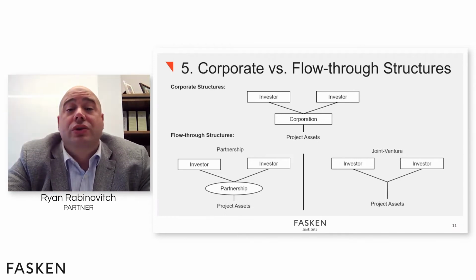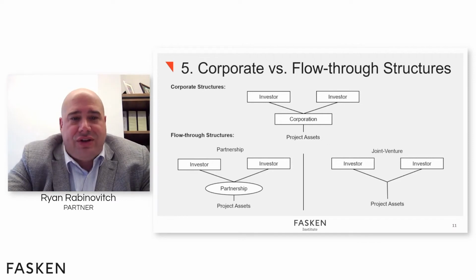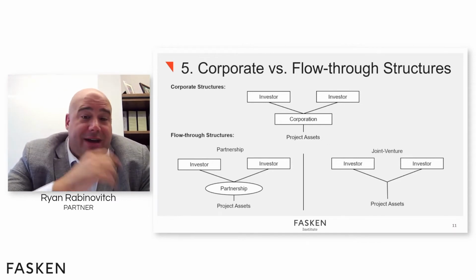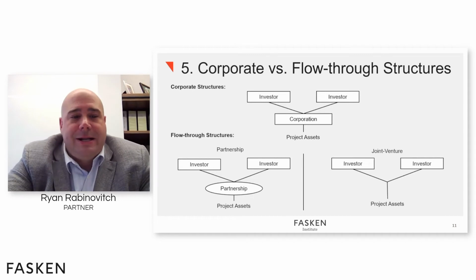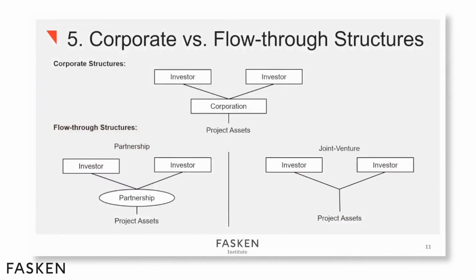But basically, there are two categories of structures: corporate structures, where you have investors in a corporation that holds your project. And then there are flow-through structures, and there are two kinds of flow-through structures. You have partnership structures, where you have investors in a partnership that holds the project assets, and you have joint venture structures, where you have a group of investors that co-own the project assets. There's no entity between them. They just co-own the assets in an unincorporated joint venture. So we're going to talk a little bit about why you might pick some of these rather than others.